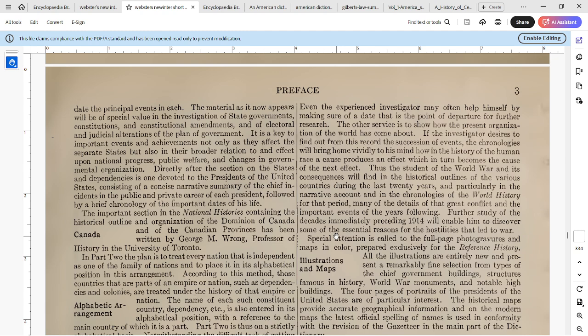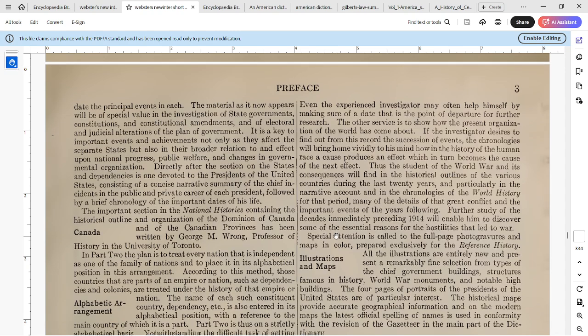Thus, the student of the World War and its consequences will find in the historical outlines of the various countries during the last 20 years, and particularly in the narrative account and in the chronologies of the world history for that period, many of the details of that great conflict and the important events of the years following. Further study of the decades immediately preceding 1914 will enable him to discover some of the essential reasons for the hostilities that led to the war.